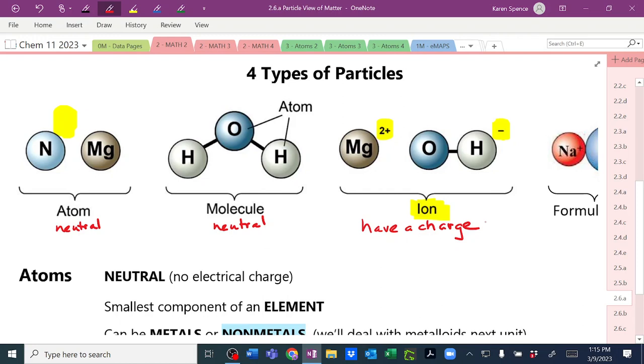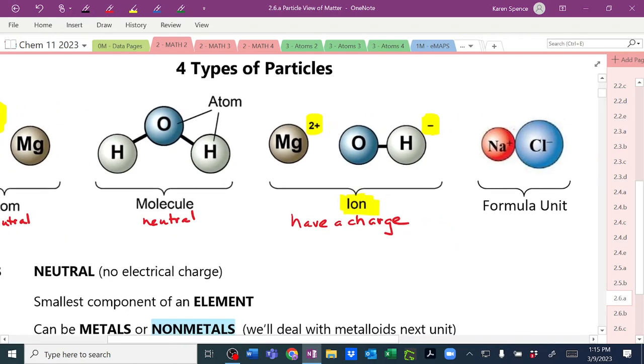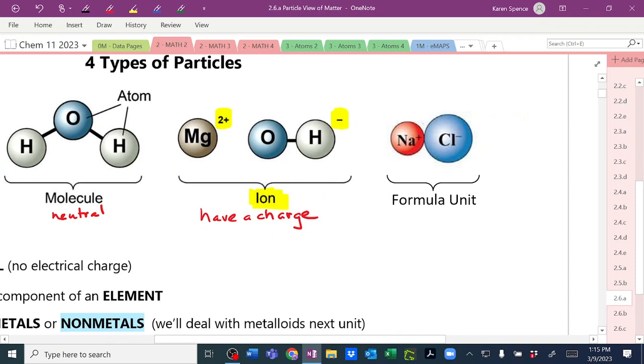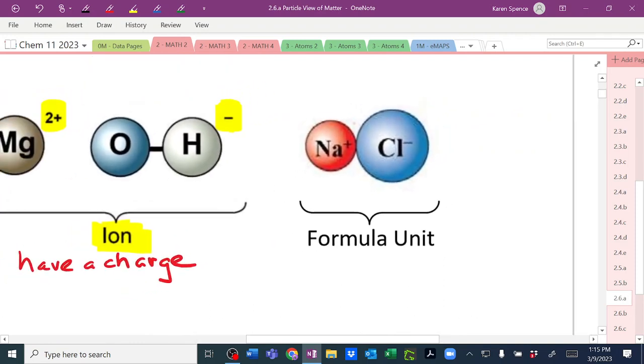Now the last one is a little bit tricky. It's called a formula unit. And I would like you to take a good look at that. We have a plus here, that means +1. We have a minus here, that means -1. And I would like you to tell your partner, what do you think about that formula unit? Does it have a charge, or is it neutral?